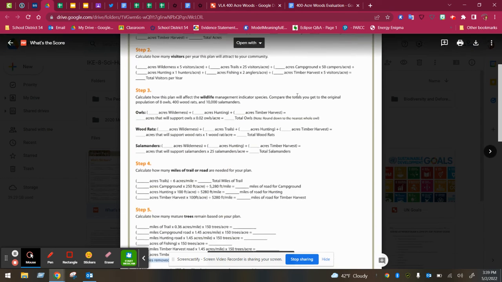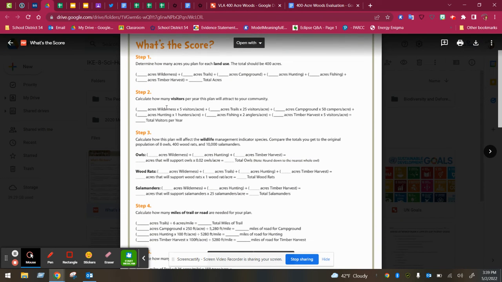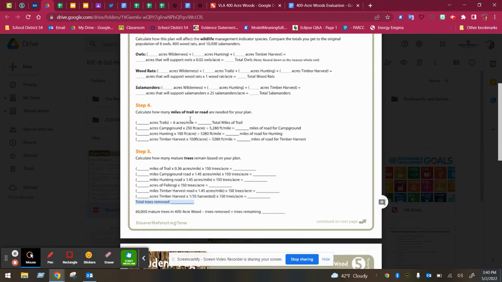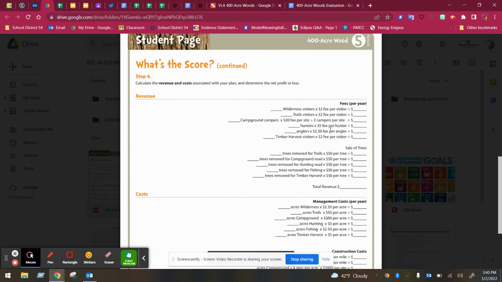So all you're going to do is come back up here to step 2 to get how many visitors you had in each of those areas. And you're going to multiply it by their fee, okay, to get your fees for your visitors.